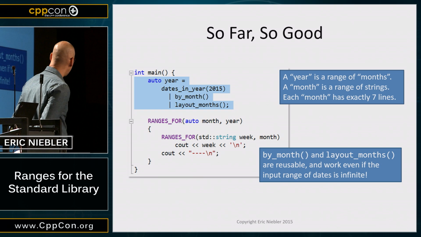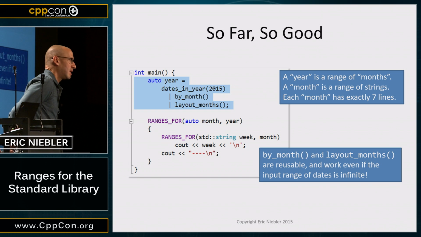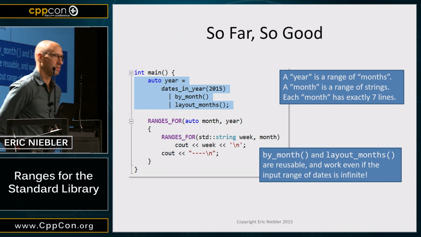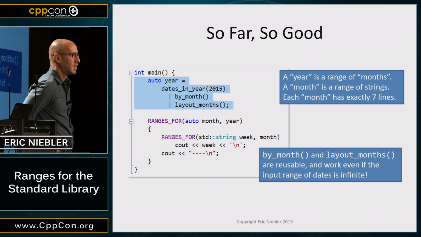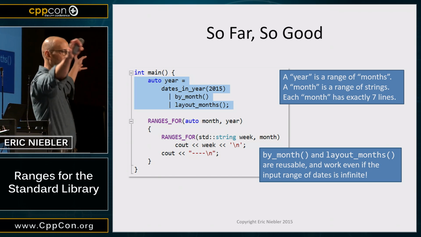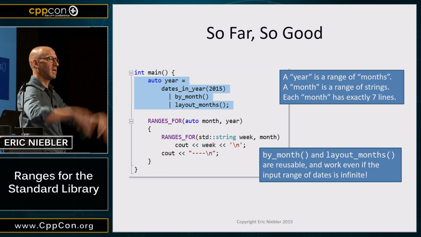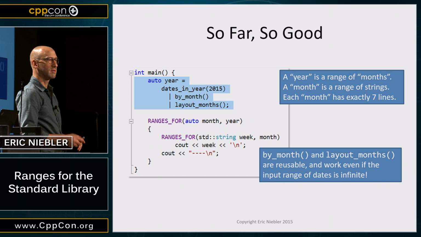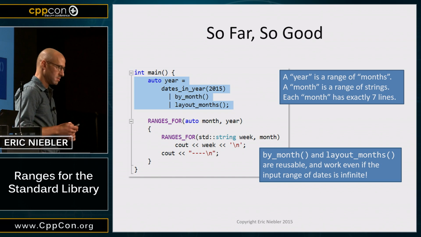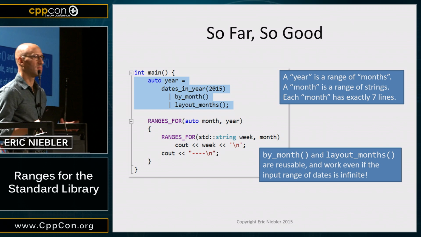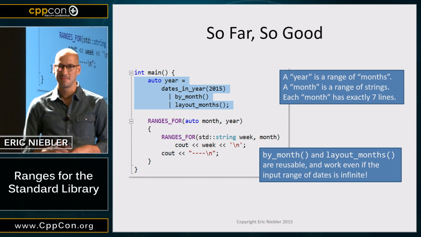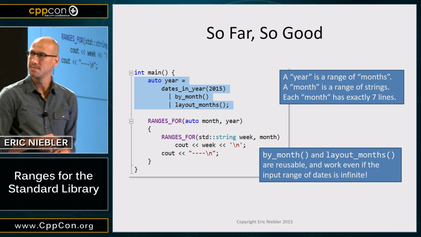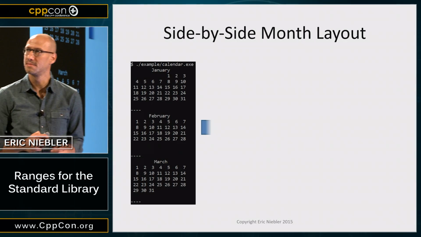By month and layout months, reusable. They work even on infinite ranges, which is kind of nice. We got that for free. If we pipe in an infinite range of dates, it'll just keep spitting out formatted months forever. It wasn't part of our initial problem specification, but it's nice to have a feature like that for free.